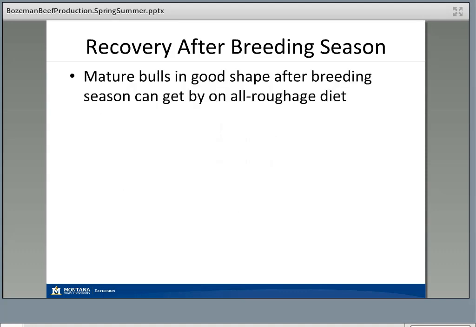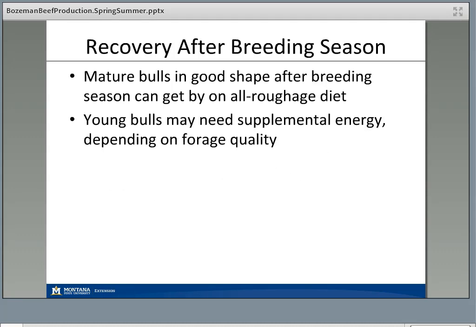Mature bulls that are in good shape after breeding can usually get by on an all roughage diet, but young bulls may need some supplemental energy depending on your forage quality. This is probably one of the main pieces I see when I'm traveling throughout the state, where bulls are neglected. We just kick them out and we hope they do good.